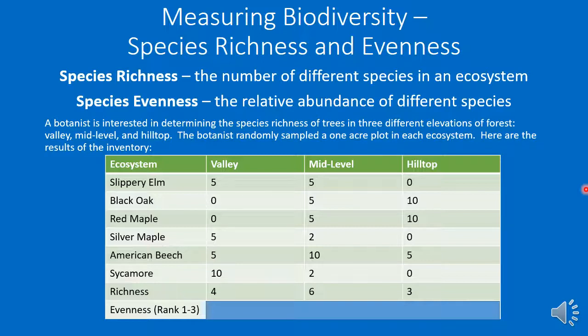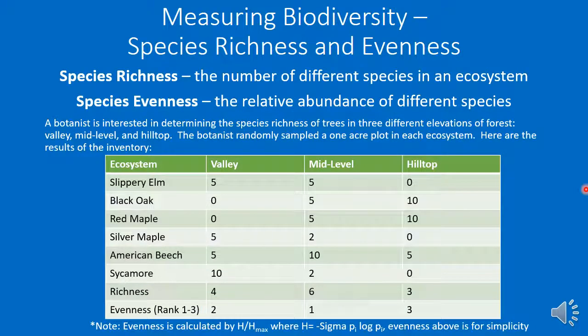And so evenness, we use that as a way of comparing across places, right? So the evenness rank for these 3: the mid-level has a rank of 1, which is the most even. Valley is 2, and the ridgetop is 3, the least even, right? Because we've got a bunch of 0s and 10s and 5.